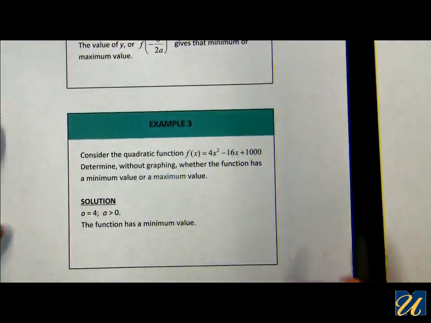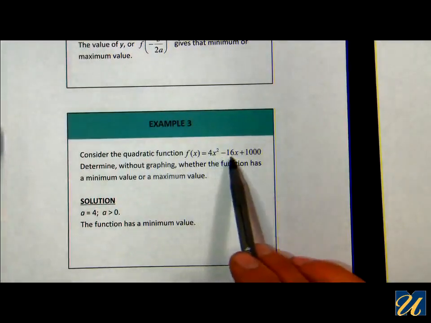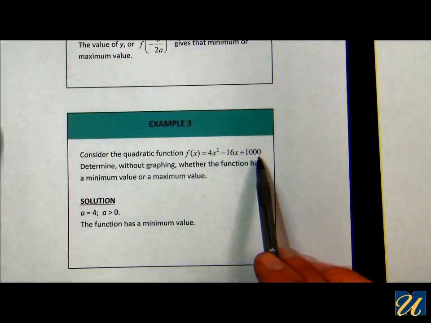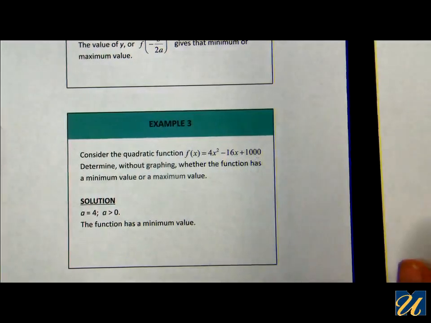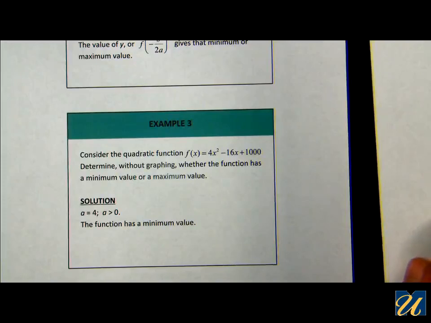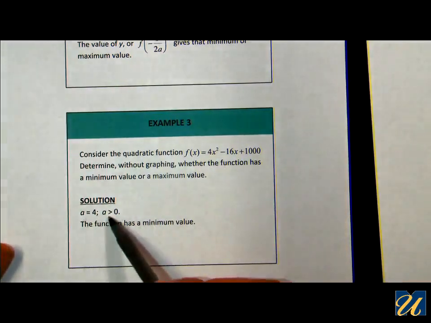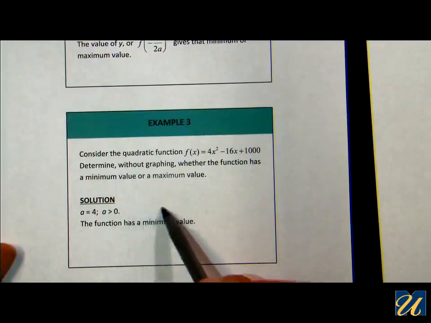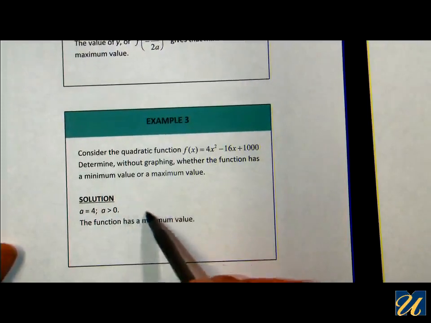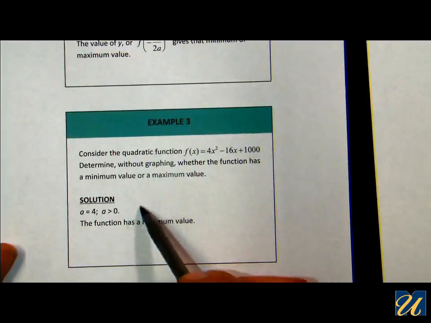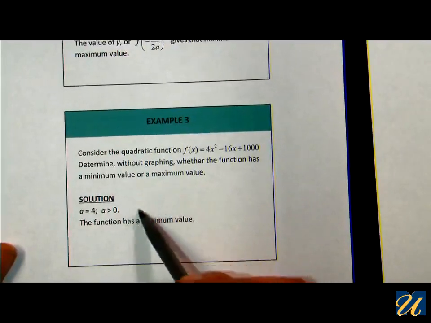Consider the quadratic function y equals 4x squared minus 16x plus 1,000. Without even graphing this, we can determine, 1, does this quadratic function, this parabola on this graph, have a min or max? And 2, what is that min or max? Very simply, the value of A controls it all. A here is 4. Since 4 is positive, positive makes you smile like this. Therefore, there is a minimum. We know right away, no math at all. There is a minimum value.